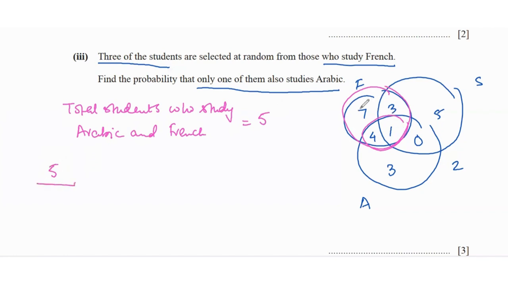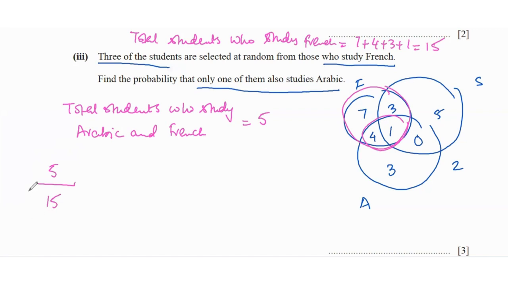Now total students who study French is 15. Total students who study French is the sum of 7 plus 4 plus 3 plus 1, which is 15. So first probability is going to be 5 over 15.